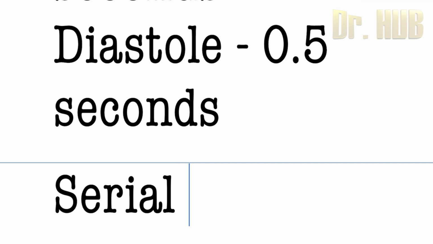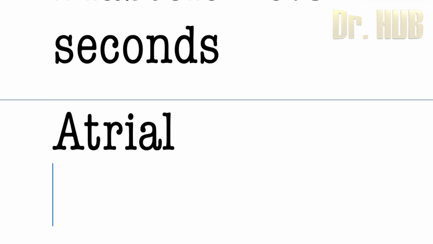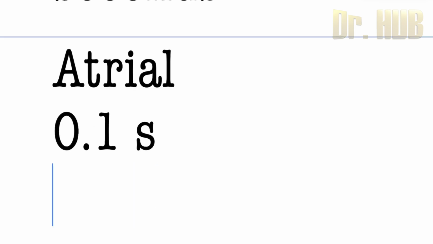Next is the atrial systole and the diastole. The atrial systole will be about 0.1 second. So ventricle will be 0.3 seconds systole, atrial will be 0.1 seconds. So the remaining total is 0.8, so the diastole will be 0.7.